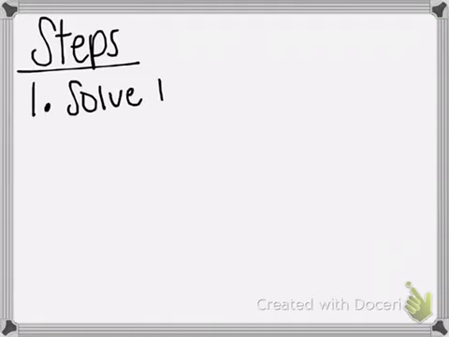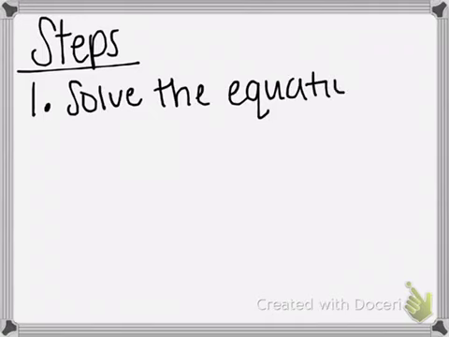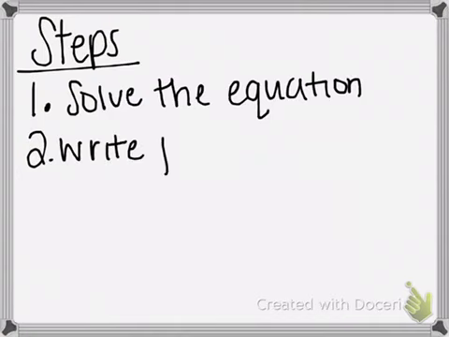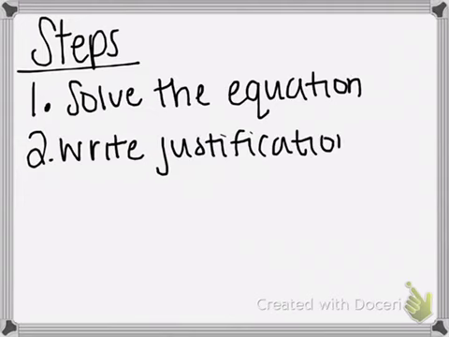The steps in solving an algebra proof, which is different than a geometry proof, are: 1, solve the equation. So you just solve the equation algebraically like you normally would. 2, write the justification or the reasoning behind what you're doing. So with proofs, you take one step at a time and say what you did from step 1 to step 2.